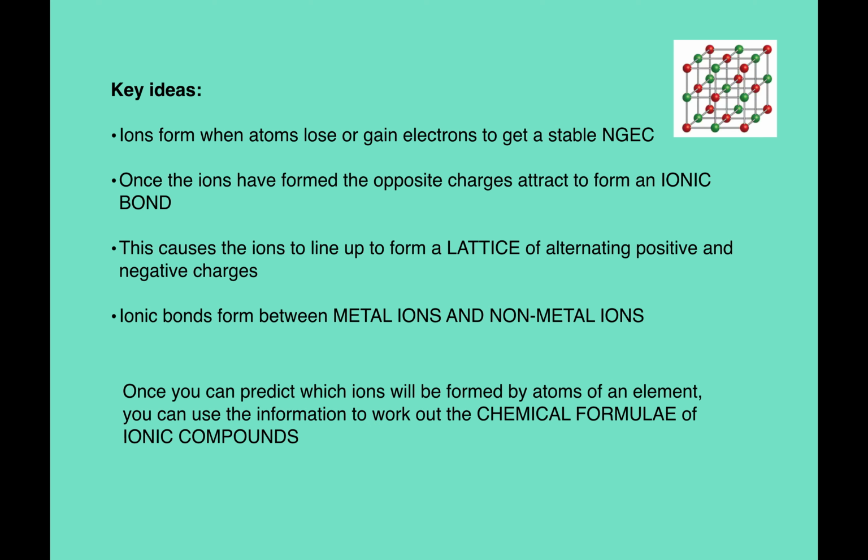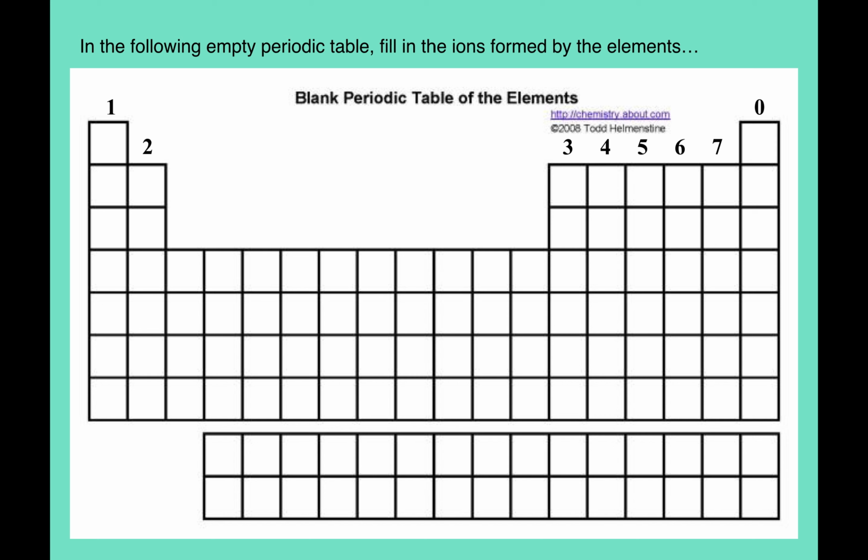If you've got the charges on the ions, then you can use those charges to work out chemical formulae for ionic compounds. So let's have a look at a periodic table and let's have a look at some of the ions we might come across. Remember, the group number gives us the number of electrons in the outer shell. So if we look at hydrogen, for example, it has one electron in the outer shell. So when it forms an ion, it loses that electron to form H+.